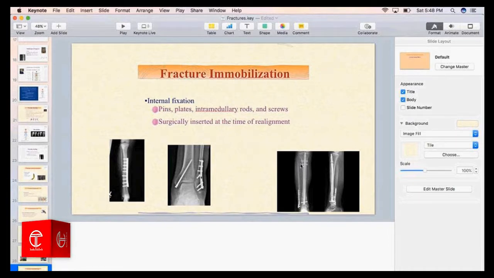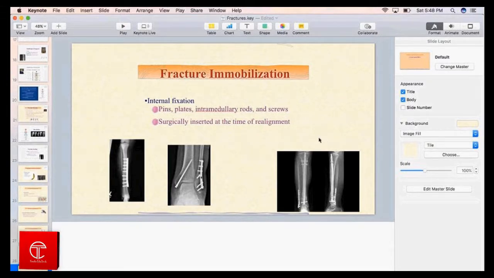The interlocking nail has an advantage that it will give you good stability, not only in this plane but in the rotary plane as well. So that will maintain the length, and that will give you good stability in the coronal plane, sagittal plane and rotary plane. So you can advise your patient to do partial weight bearing on day one itself.